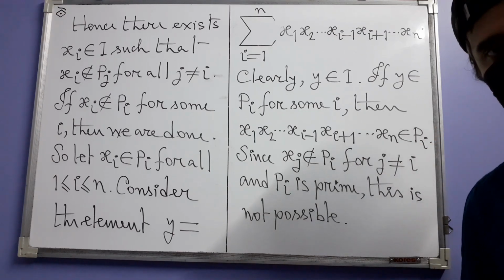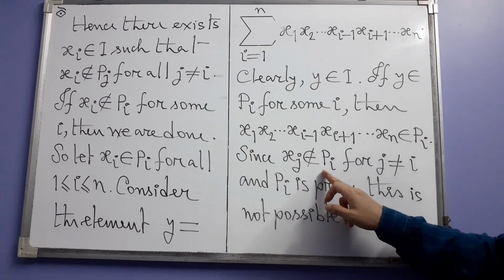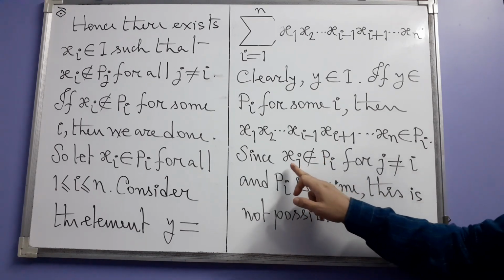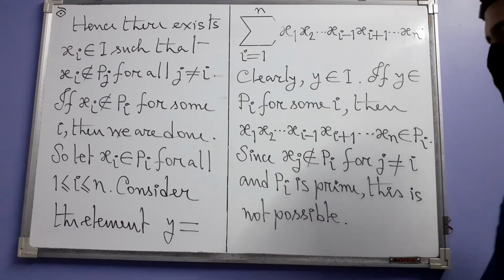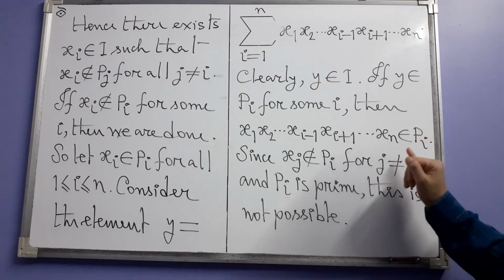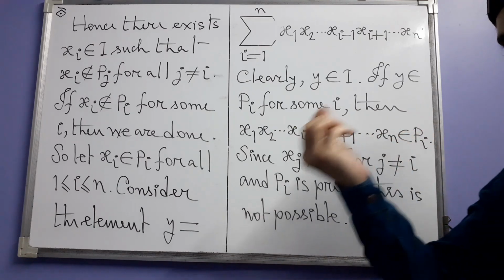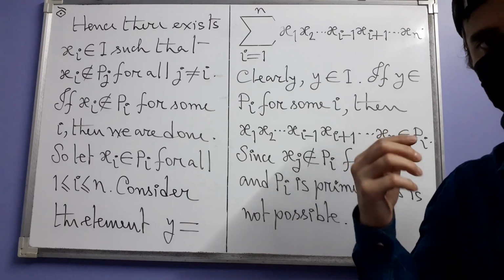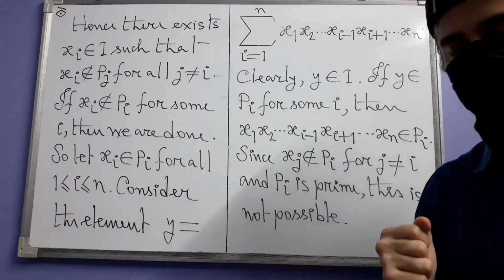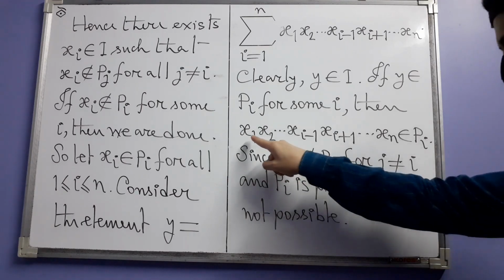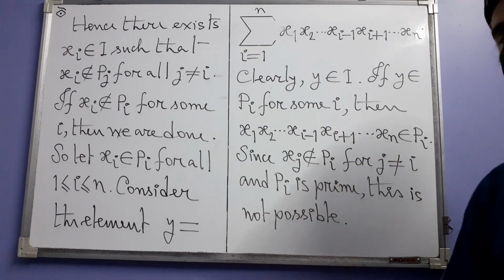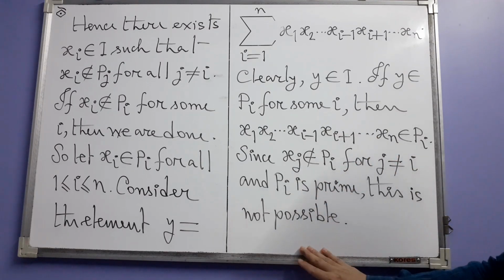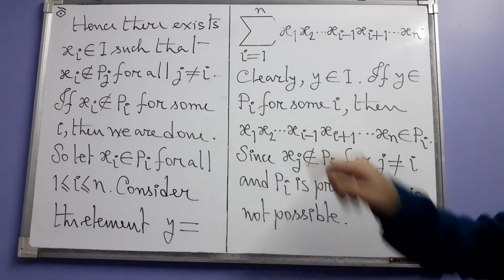But is it possible? It's actually not possible. Why? Because by our construction, no xj belongs to Pi where j is not equal to i. And additionally, Pi is a prime ideal. So if any such product belongs to Pi, at least one of the factors in the product has to belong to Pi because that's how prime ideals behave. But that is not possible here because none of these xj's belongs to Pi. So we have got a contradiction, and this contradiction arises from this supposition that y belongs to Pi.